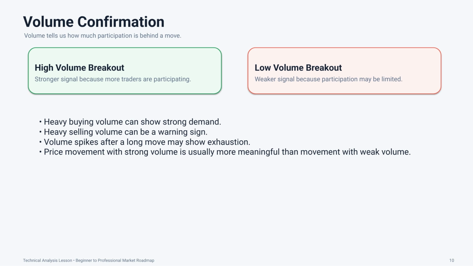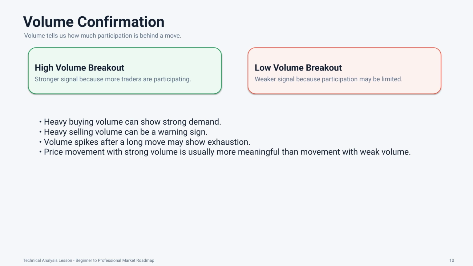The breakout may fail because there may not be enough buyers supporting the move. Volume can also give us warnings. Heavy buying volume can show strong demand. Heavy selling volume can be a warning sign that sellers are taking control. Volume spikes after a long move can sometimes show exhaustion. This means a lot of traders may be rushing in late, and the move may be getting tired.